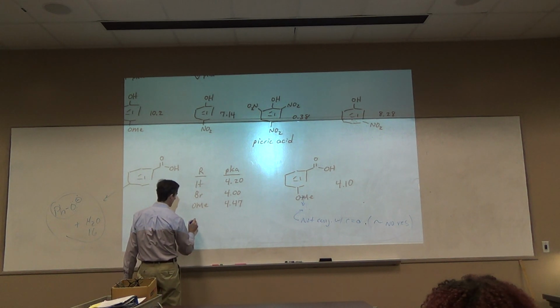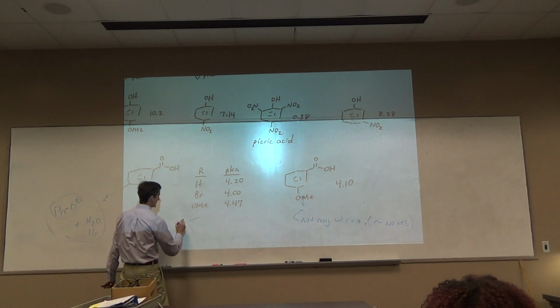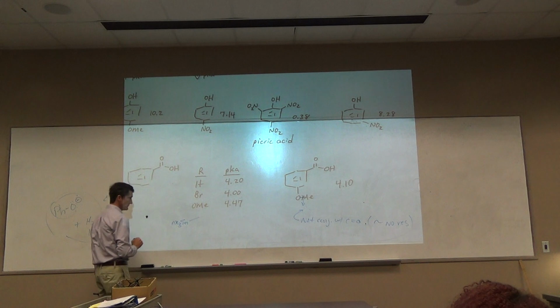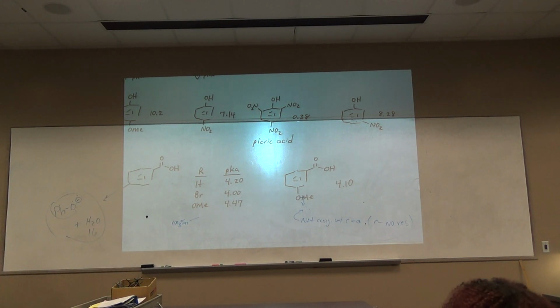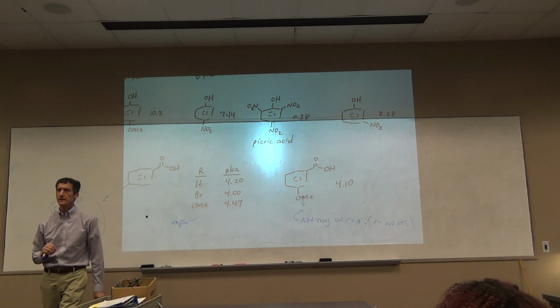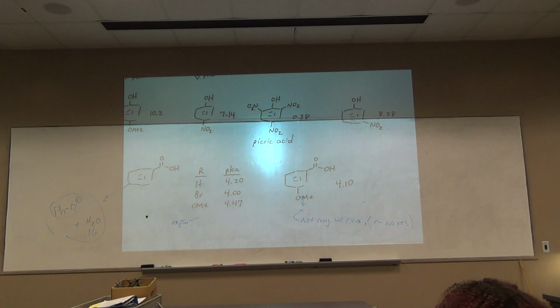What if the group coming off the ring was an SnMe3? What if the carbon was bonding to a tin atom? And tin is like carbon, so it makes 4 bonds, so the other 3 bonds I showed to methyl groups. What if it was bonded to tin? Would you expect this to be more acidic or less acidic?